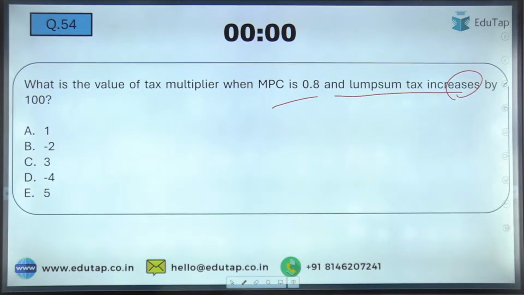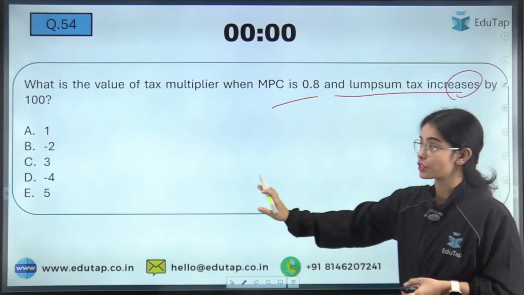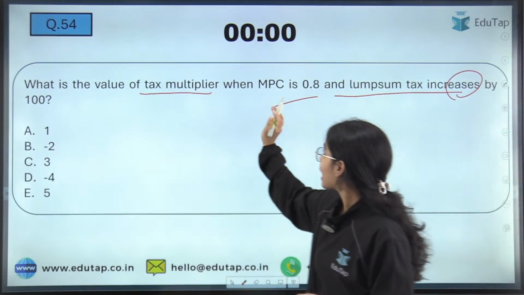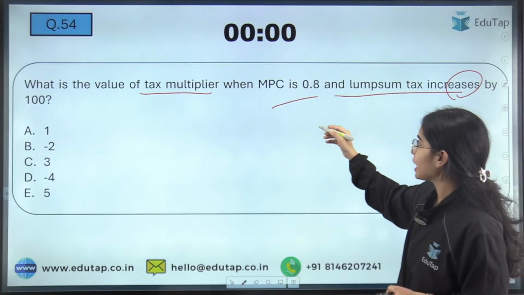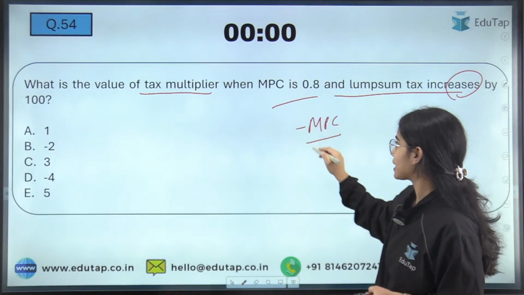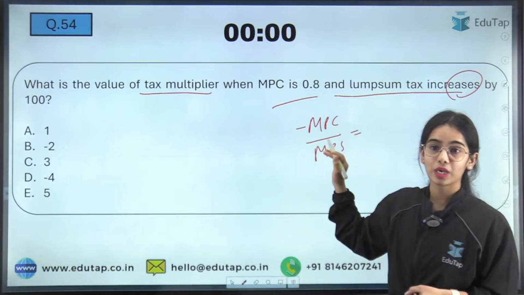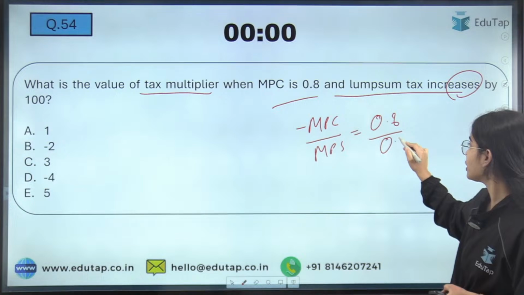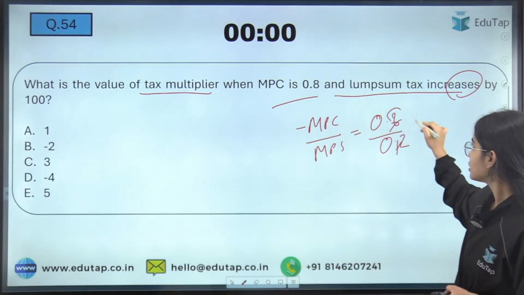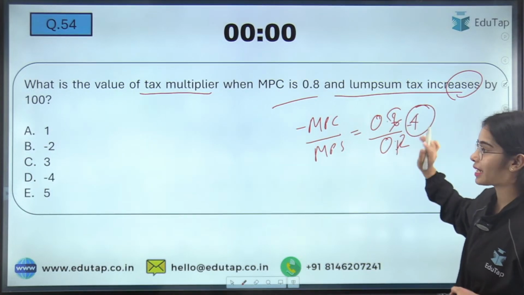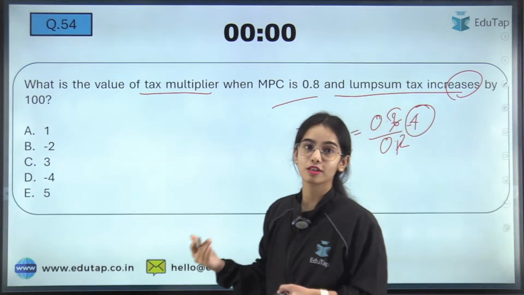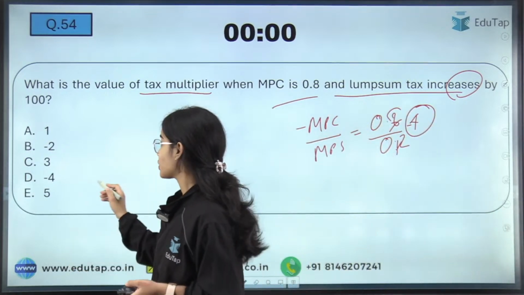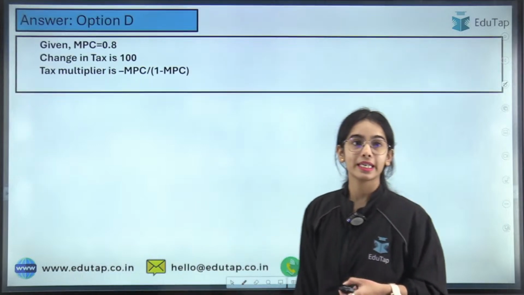So let's continue. I hope you are able to answer this question. What is the value of tax multiplier when MPC is 0.8? So when MPC is 0.8, the formula is minus MPC upon MPS. MPC is 0.8, MPS is 0.2. So here the tax multiplier will be 4, minus 4 we can say. It will be minus 4. Is it clear? Yes. So the answer will be minus 4.